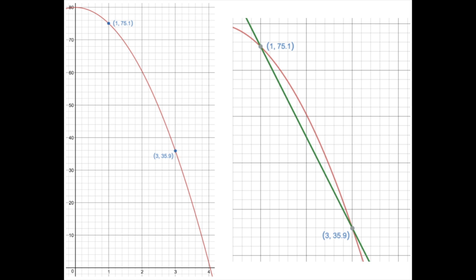The graph on the left illustrates the graph of the distance equation, 80 minus 4.9t², and has the points labeled at t equal to 1 and t equal to 3, which prove that the point where t is equal to 1 has a height of 75.1, and the point where t is equal to 3 has a height of 35.9. The graph on the right shows us that when a slope of negative 19.6 is illustrated, it passes through both of these points, proving that the average velocity between the points is negative 19.6.